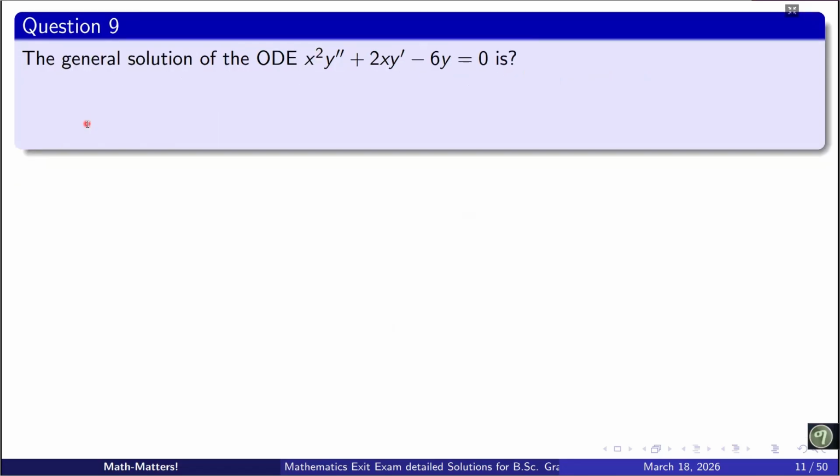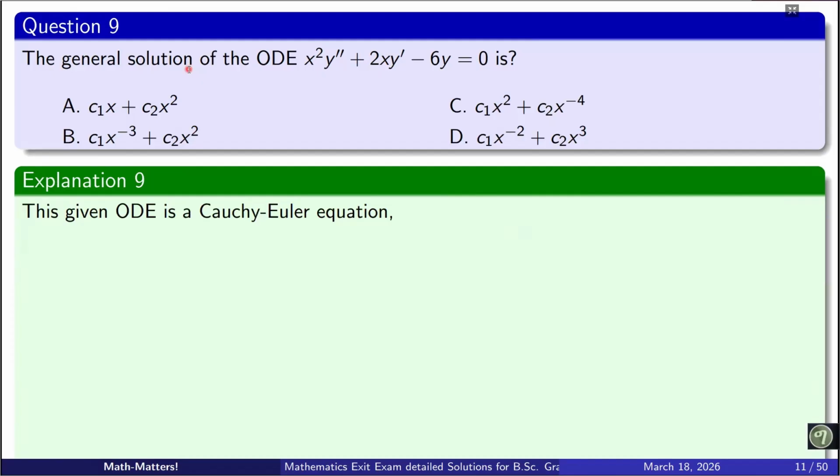Next question: the general solution of the ordinary differential equation x squared y second derivative plus 2x y derivative minus 6y is equal to 0, which is similar to the previous one, but here we are asked just to find the general solution. Therefore, in order to find the general solution, the given ordinary differential equation is again a Cauchy-Euler equation, similar to the previous one.